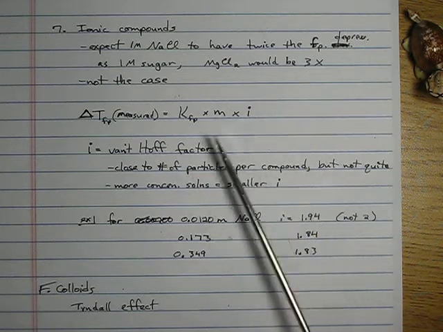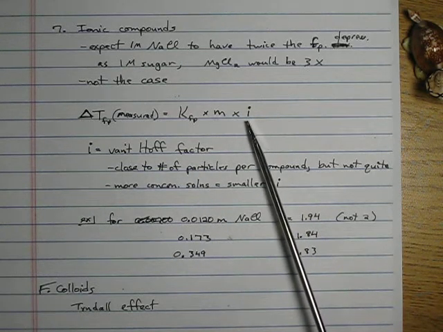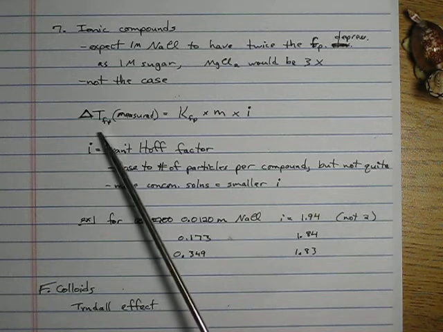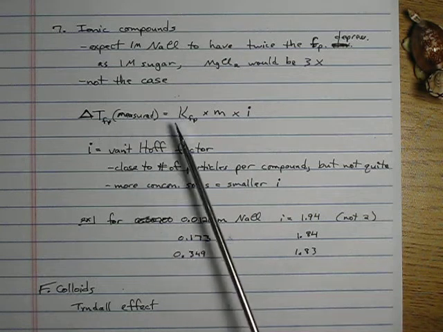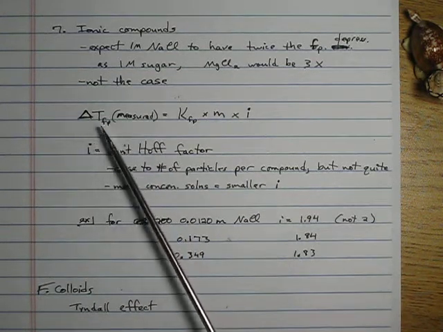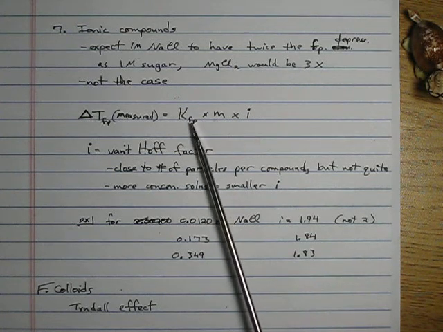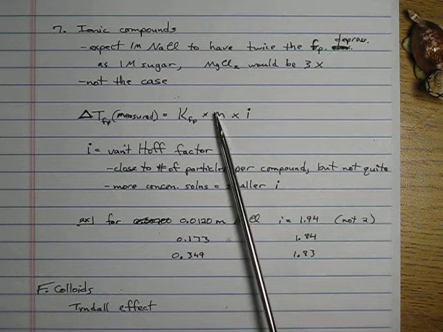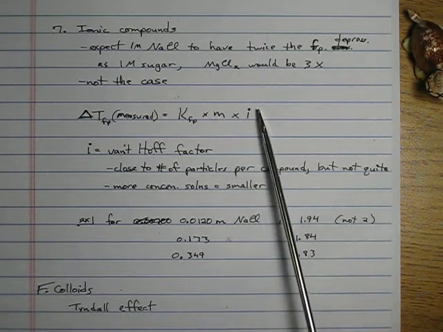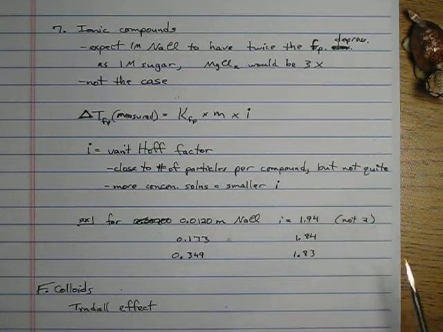And you should expect, if you're doing it right, i to be close to what you're expecting. For example, if we're looking at the change in freezing point or boiling point and you have a magnesium chloride solution, the change in freezing point equals K, the freezing point depression constant for the solvent, times the molality of the magnesium chloride times the van't Hoff factor, which you'd expect to be close to 3. For magnesium chloride that should be close to 3. It's probably going to be something like 2.6 or 2.8 or something like that.